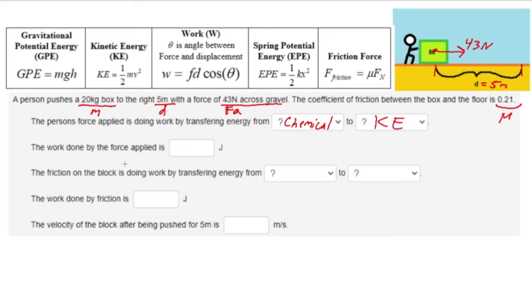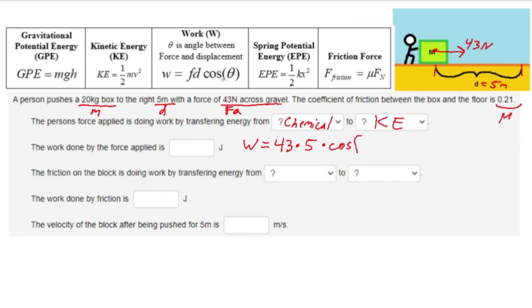So if we want to find out the work done by force applied, well, all we have to do is use our work equation. We know work is equal to force. In this case, that's force applied. So that's 43 newtons times our displacement. Our displacement is how far the box is moving. That's 5 meters times cosine theta.